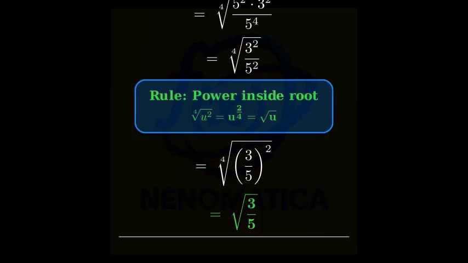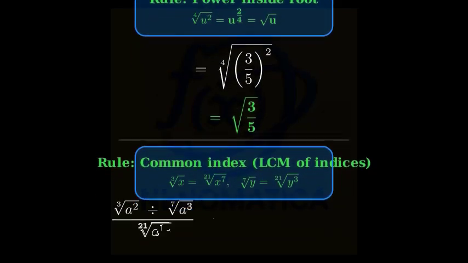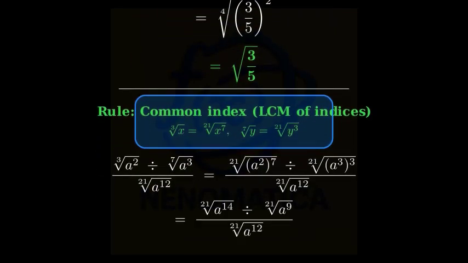Now for the second one, we closely follow the same algorithm, but with a common index of 21. Rule. To compare or combine radicals with indices 3 and 7, rewrite each as a 21st root by raising the radicand to a matching power. Rewrite cube root of a squared as a 21st root of a to the 14, and seventh root of a cubed as a 21st root of a to the 9. Keep the denominator as the 21st root of a to the 12.